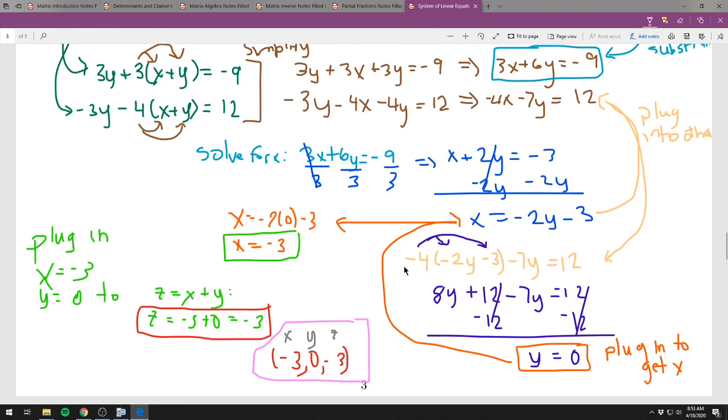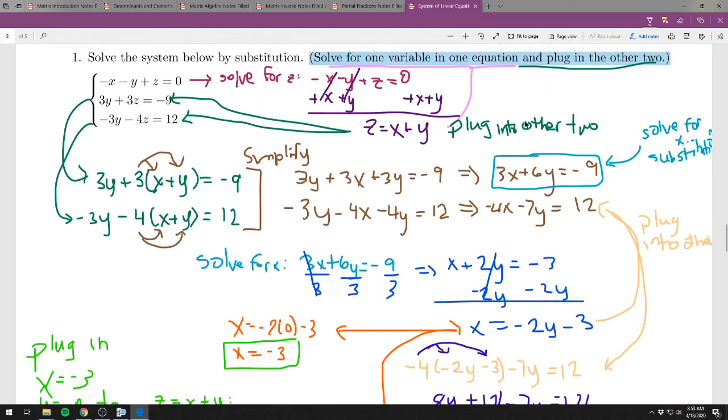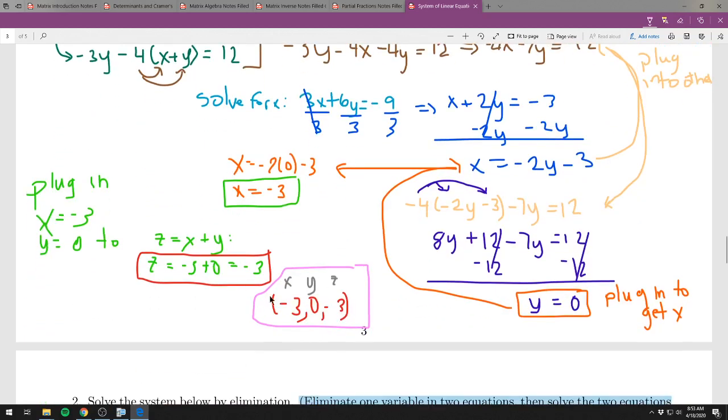And once we plugged into our other equation, we were able to get a number for y, plugged it into our equation for x to get x, and then we plugged in our x and y to the equation we had for z at the beginning to get z. And that is our solution.